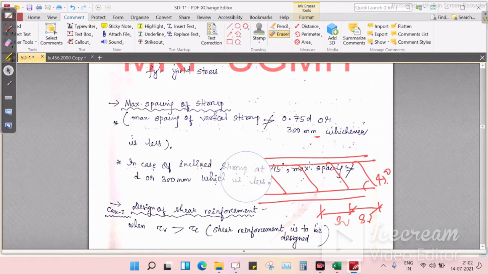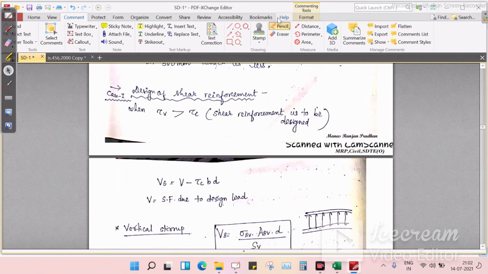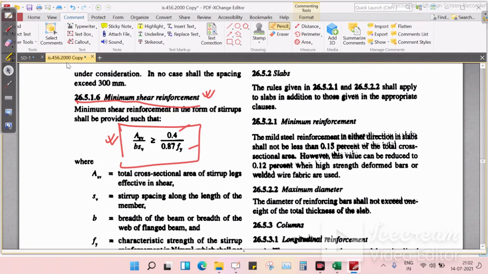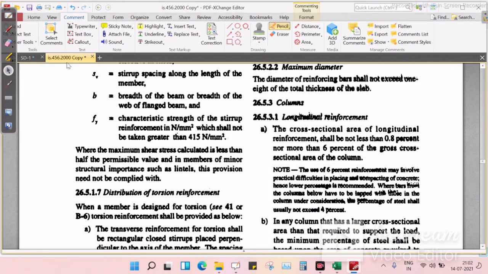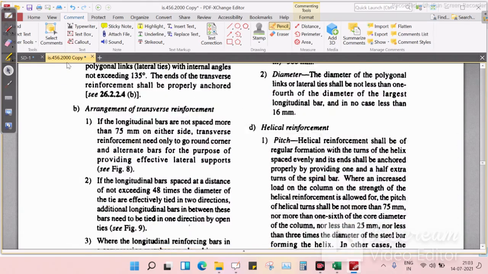In shear design, next we will move to case 1, design of shear reinforcement. When tau v is greater than tau c, shear reinforcement is to be designed. But when tau v is less than tau c, no shear reinforcement needs to be designed. So how to design the shear? Let me show you in the IS code. Shear design, we will see.